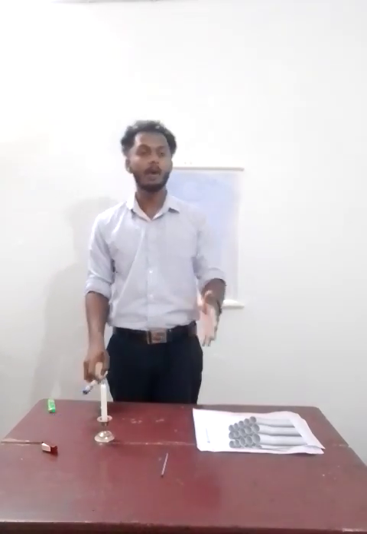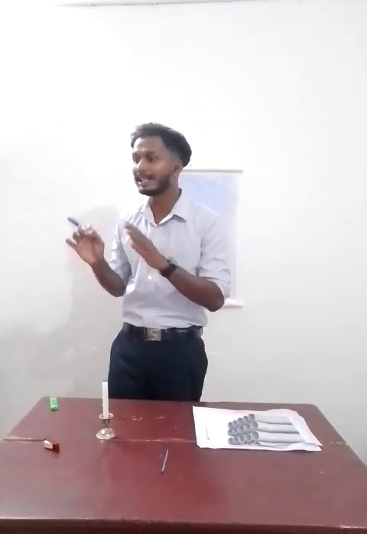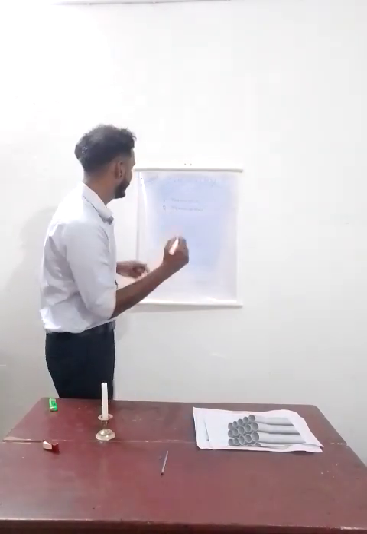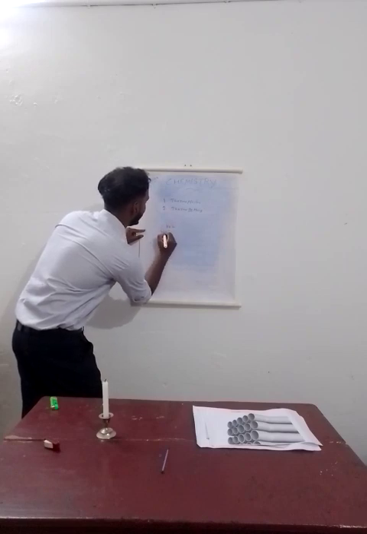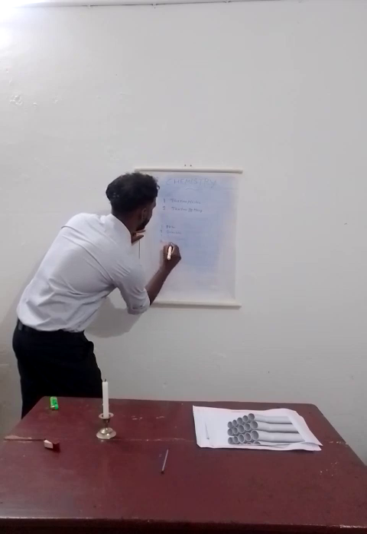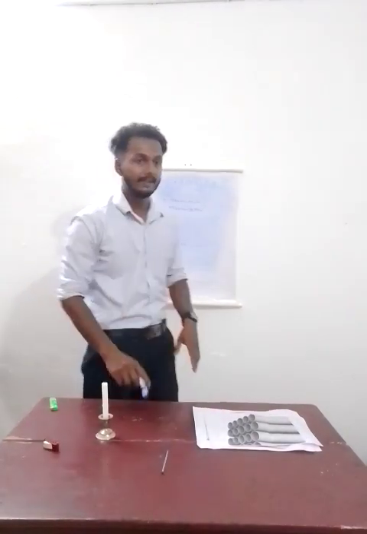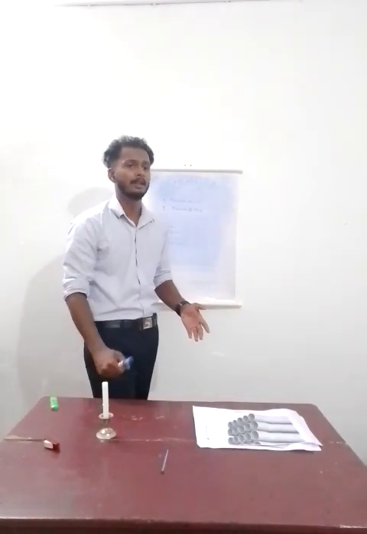Okay. Now I am going to give you some examples for thermoplastic and thermosetting plastic. You have to identify them, or you have to classify them as thermoplastic and thermosetting. First one is PVC. Second one is bakelite. Third one is silicones. Fourth one is polythene. Okay. PVC is thermoplastic or thermosetting? Thermoplastic. Very good.